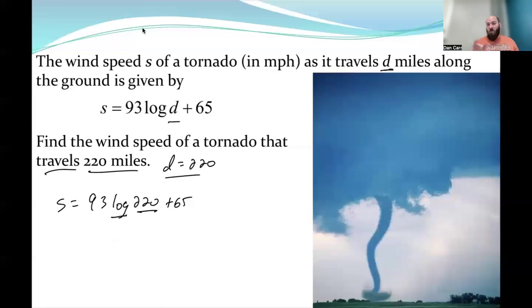So pretty much always it'll put it in parentheses. So if I do that for myself just to keep it separated, then do that. But if I just type in my calculator just like that, so it's 93, then log of 220, parentheses, and then plus 65, that comes out to a wind speed of about 282, let's go 2 decimal places, 282.85. And that's going to be miles per hour here.